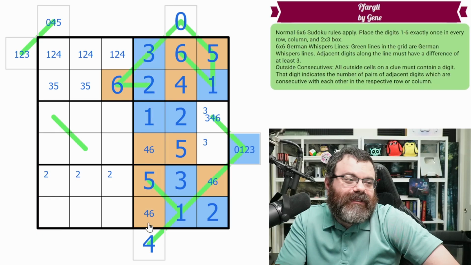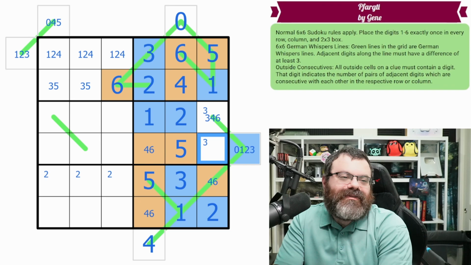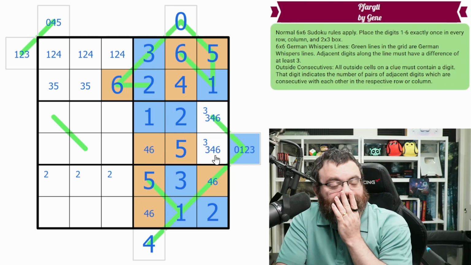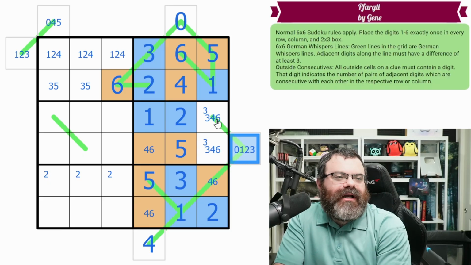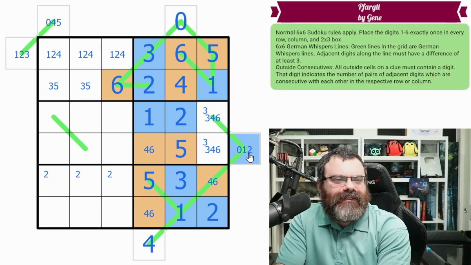3, 2, 1. What about over here? We don't know yet. Yeah, nothing changed. So this is 3, 4, 6. What can I do here? Oh, 3 would require double 6 here, and that's no good. So this is not a 3.